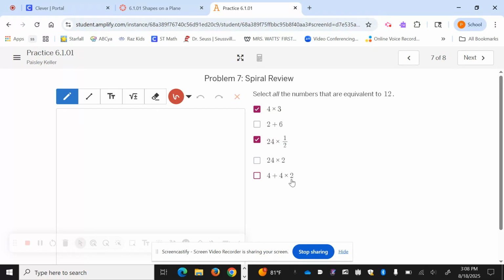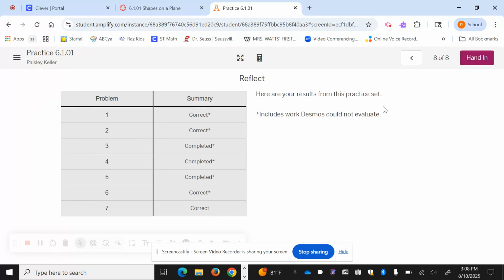Here is kind of a tricky one. You have to know your order of operations. 4 times 2 has to go first. That's 8. Plus 4 is 12. So I've got that basically A, C, and E are there, and there's room to work them out if you need to. When I go to the last page, let's see.